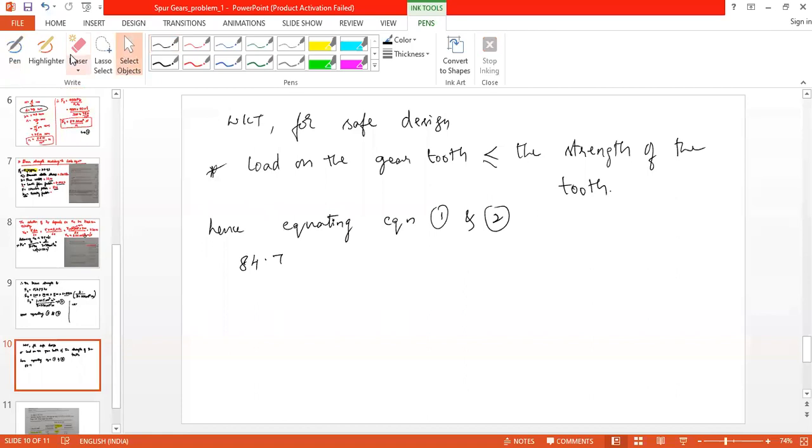88 into 10 power 3 divided by m, that is equal to 1.475 into 10 power 3 m square divided by 3 plus 236 into 10 power minus 3 m.